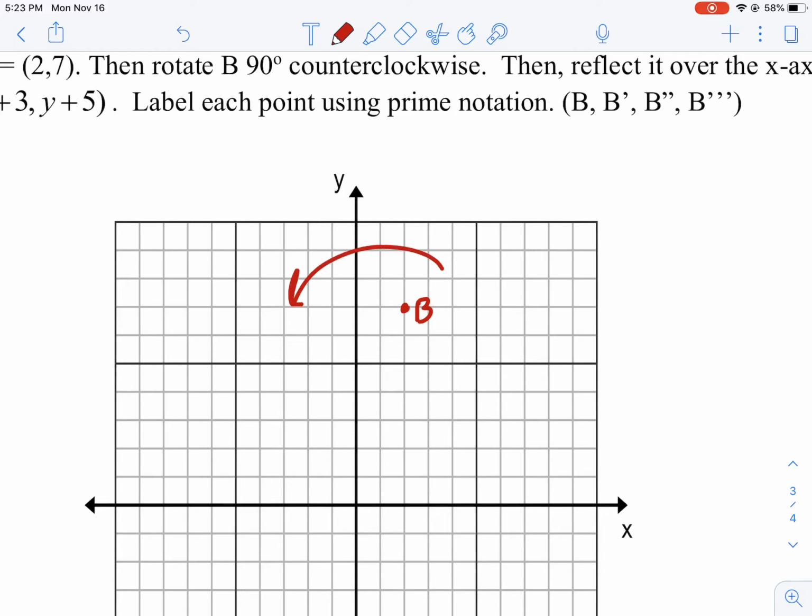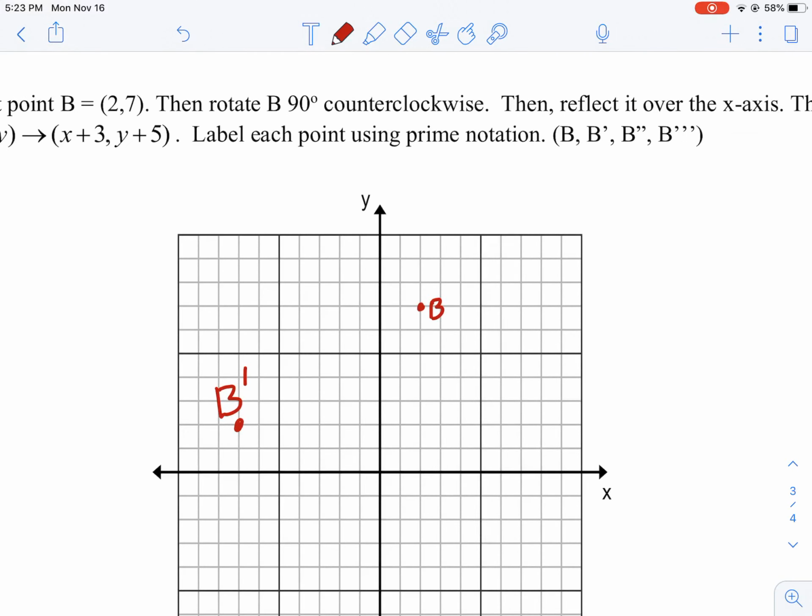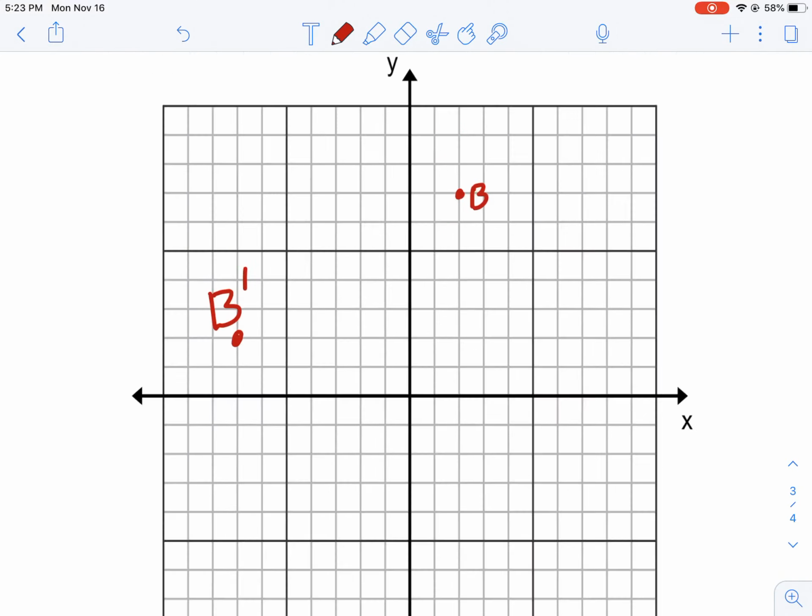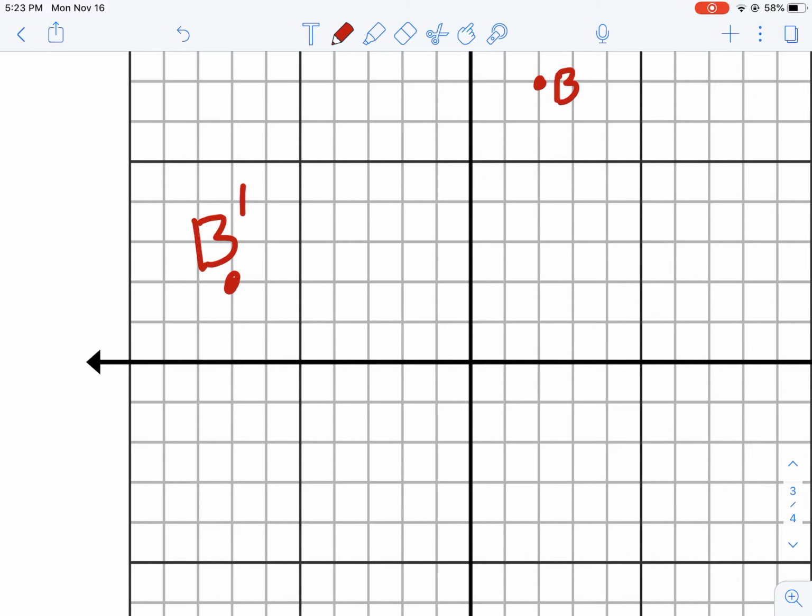And counterclockwise is going that way. So we're going to go over 7, up 2 in that direction. So that'd be B prime. Then reflect it over the x-axis. So the x-axis is down 2, so we're going to go 2 more. So that's B double prime right there.